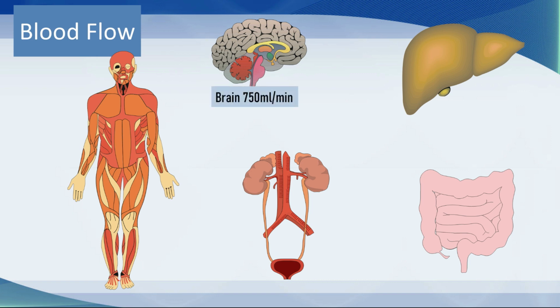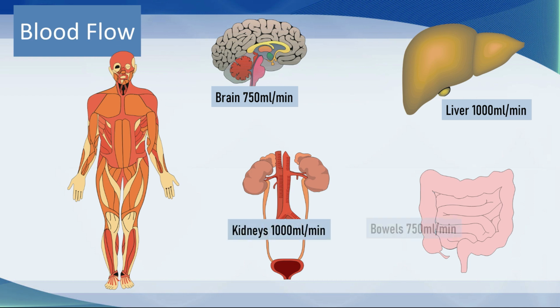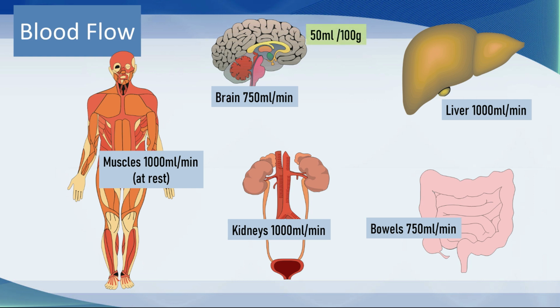The brain gets about 750 mils per minute, the liver 1,000 mils per minute, the kidneys 1,000 mils per minute, the bowels 750 mils per minute, the muscles 1,000 mils per minute at rest. Obviously, it ramps up massively during exercise. But that only tells part of the story. If you look at the amount of flow per unit mass of tissue, the brain gets 50 mils per 100 grams, so it gets a lot of flow. The liver even gets more flow than that, 100 mils per 100 grams. But the muscles only get 1 to 4 mils per 100 grams, so they're relatively underperfused, but there's a lot more of them, and there's a large volume of muscle in the human body.